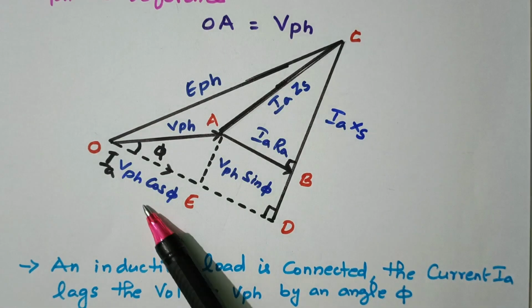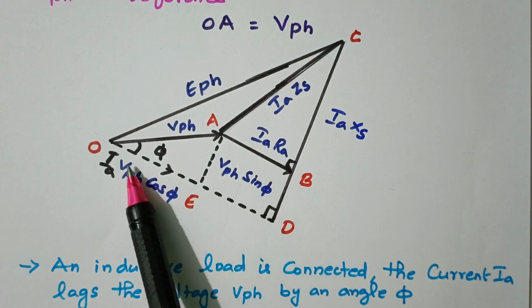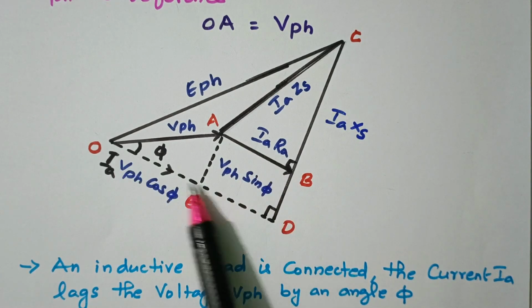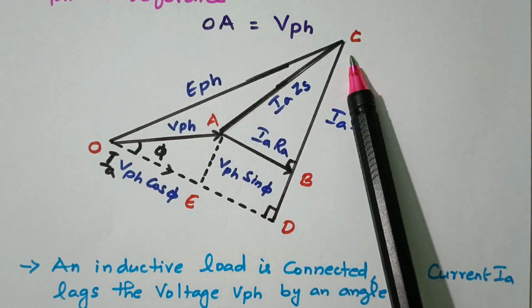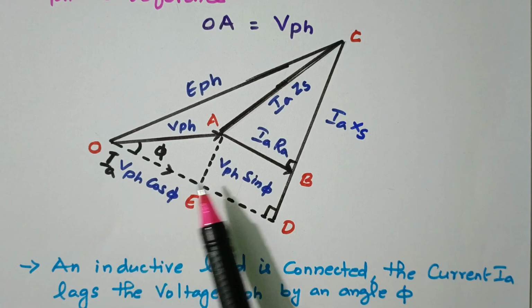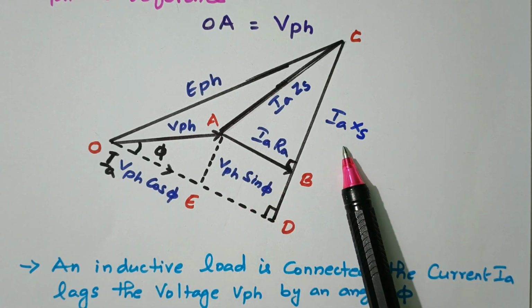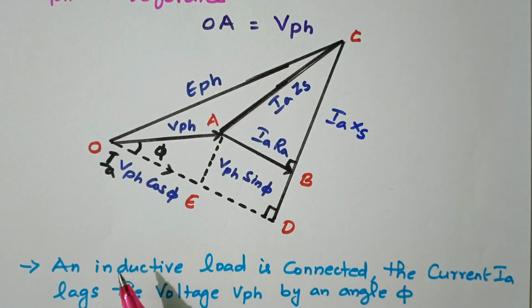So in this diagram, this IA RA drop is in phase with the current. See, these both are in phase. This IA XS drop is 90 degrees phase shifted with the IA. The resistive drop is in phase. The reactance drop is 90 degrees with the current IA.